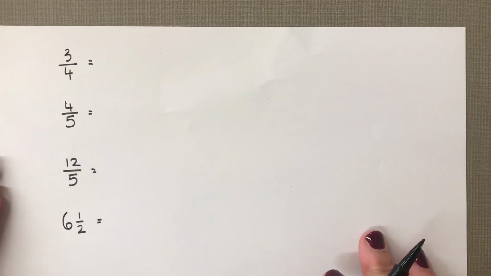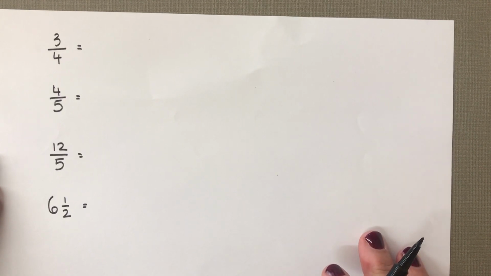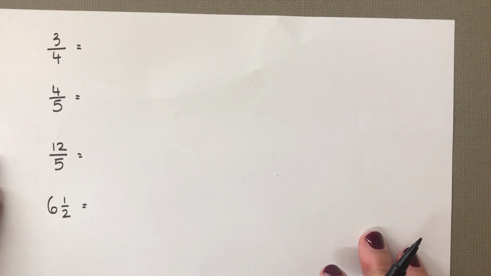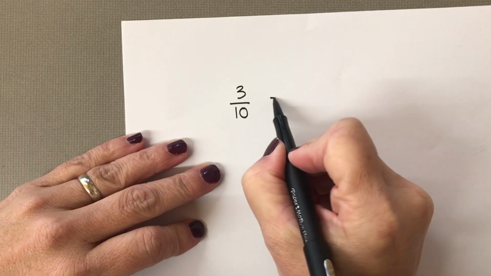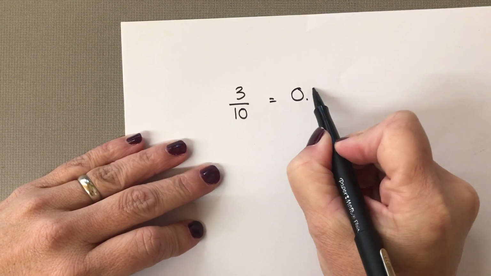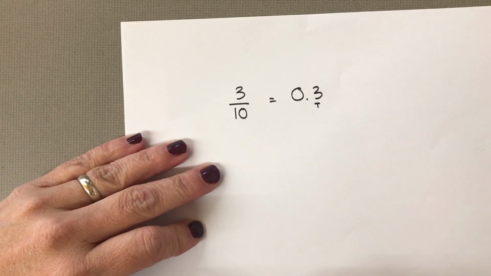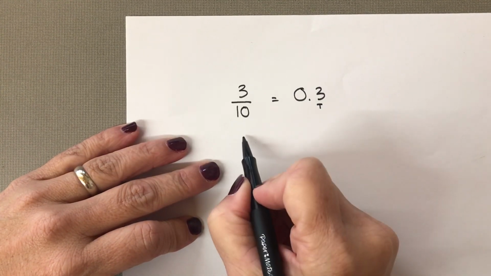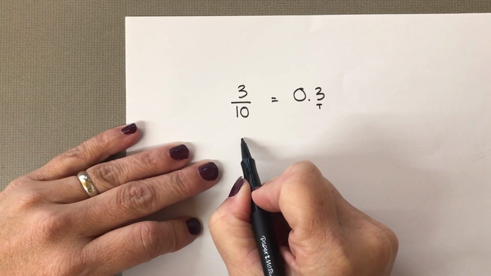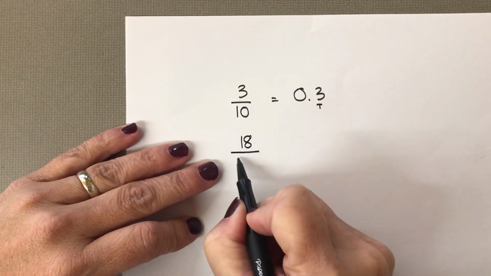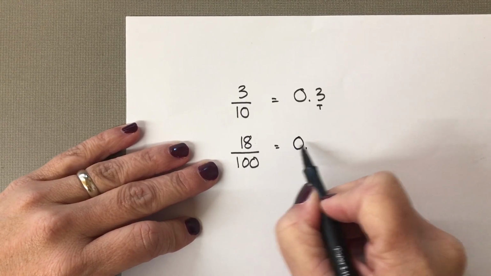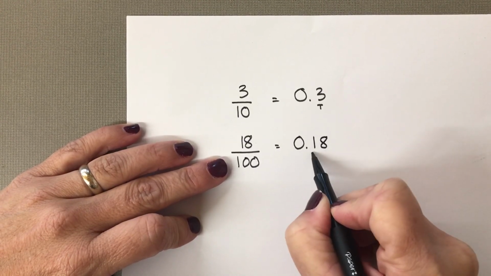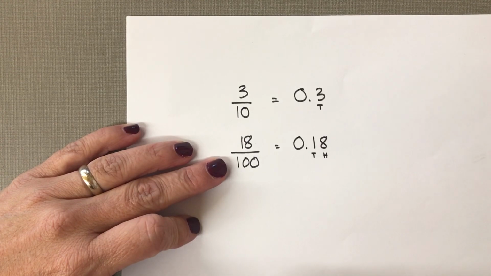We're going to look at how you convert fractions to decimals. Now, sometimes it's really easy because if you have 3/10, then you know that that's going to be 0.3. That's the tenths place, right? So that's super easy. Or if you have 18/100, you know that you have no wholes and it's 0.18 because that's the tenths and that's the hundredths.